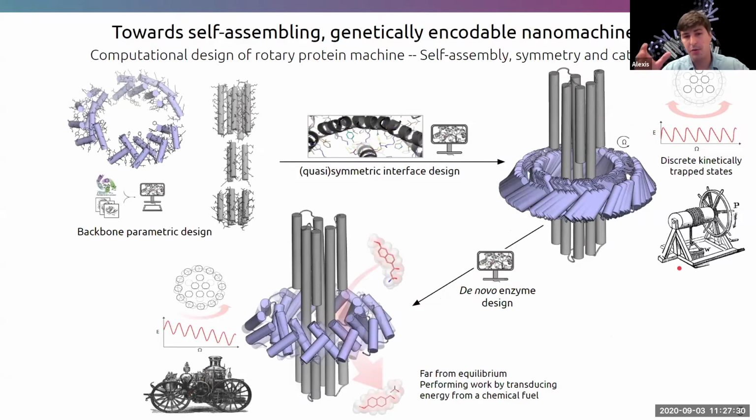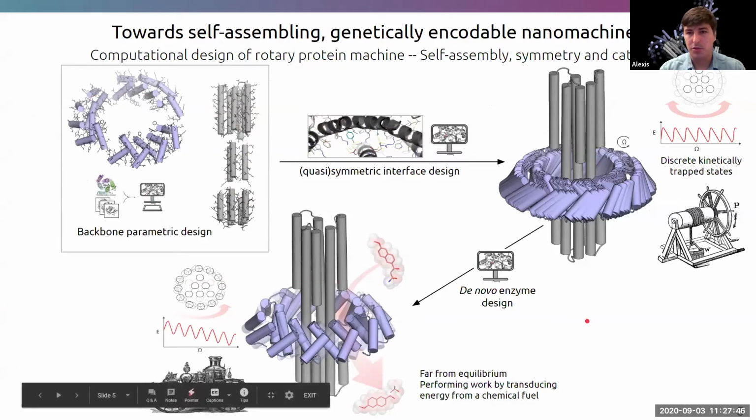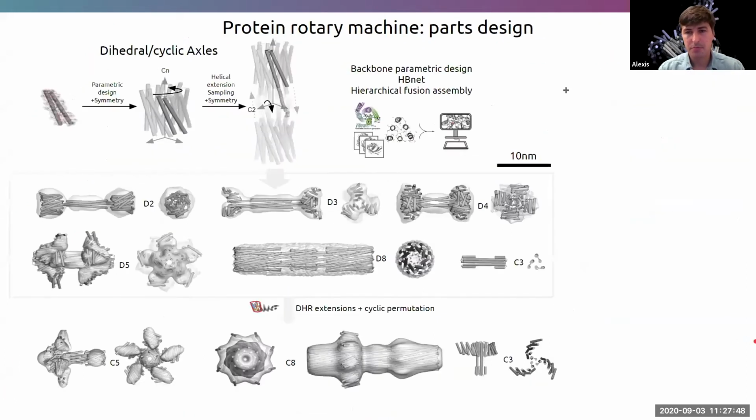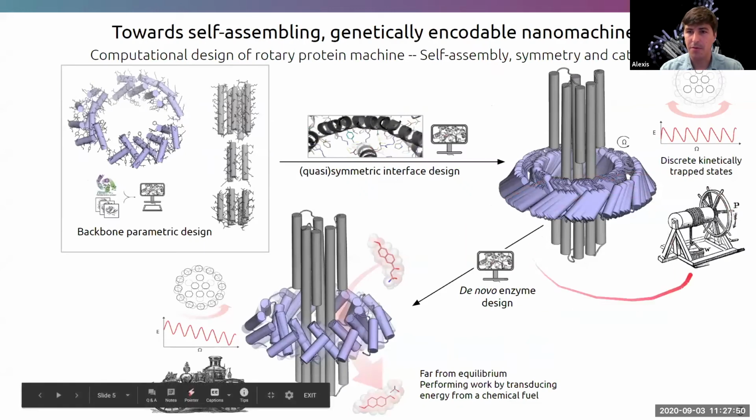And so that in theory will allow what we call the Brownian ratchet, where the energy from the binding and catalysis biases the thermal fluctuation and therefore will actually produce work at the nanoscale. So I'm going to talk first about the computational methods we use to design the machine parts, and then I will take you through the assembly process and the actual machine characterization.